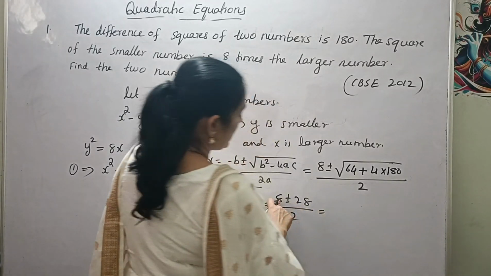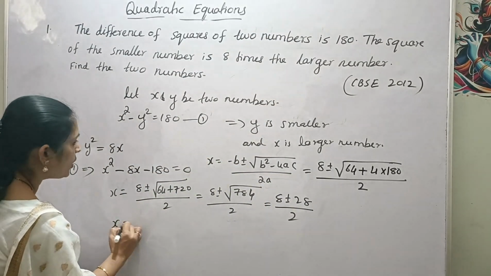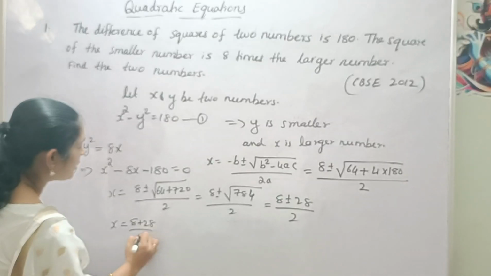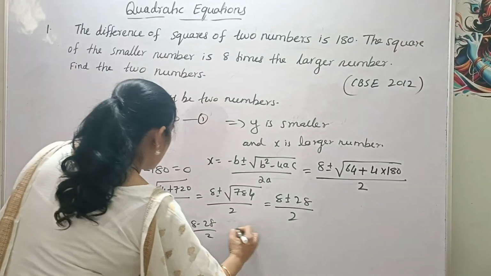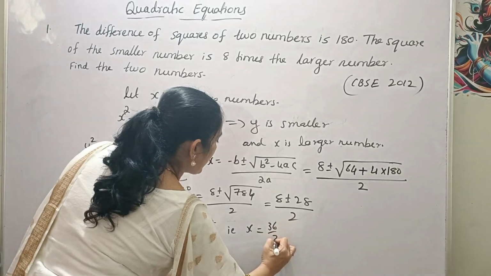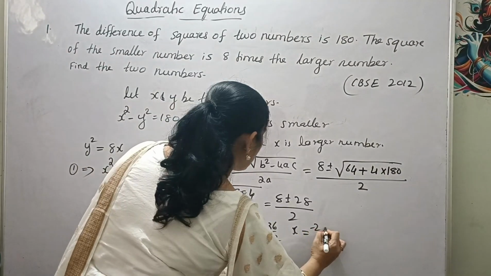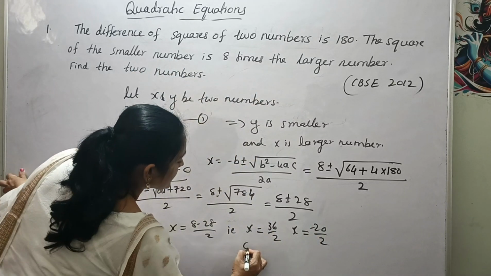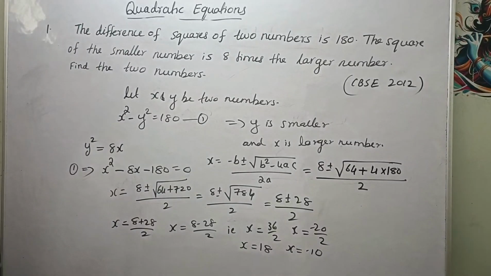That is, two values are there. That is x is equal to 8 plus 28 divided by 2, and x is equal to 8 minus 28 divided by 2. That is x is equal to 36 by 2, and x is equal to 8 minus 28, minus 20, divided by 2. That is x is equal to 18, x is equal to minus 10. Okay, now here x is equal to 18 or x is equal to minus 10.